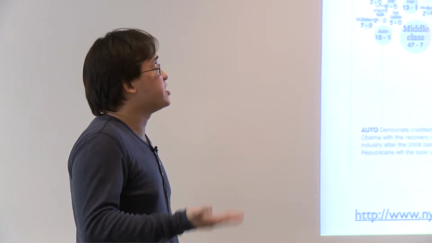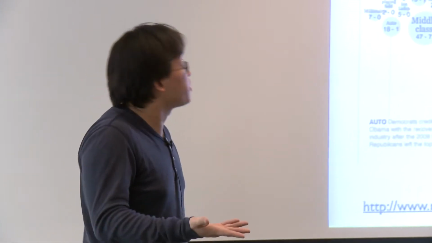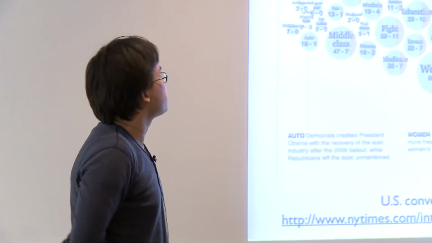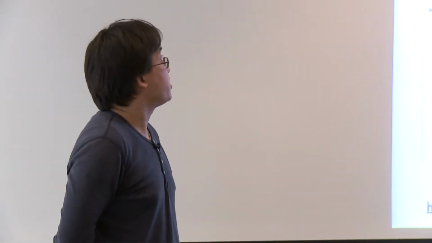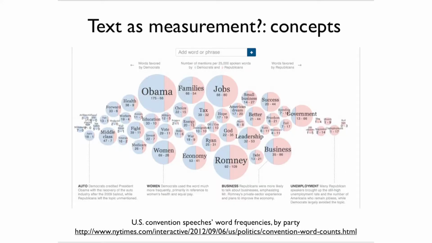So let's do some really simple examples. The general question is, can text work as some sort of measurement of something? A really rough and ready thing you might want to measure is what people from different political parties are talking about. This is one of these visualizations that the New York Times graphics group puts out every week now. These are just counts of different terms and words being used in the convention speeches from this summer between Democrats and Republicans. And this is a primarily exploratory sort of technique.